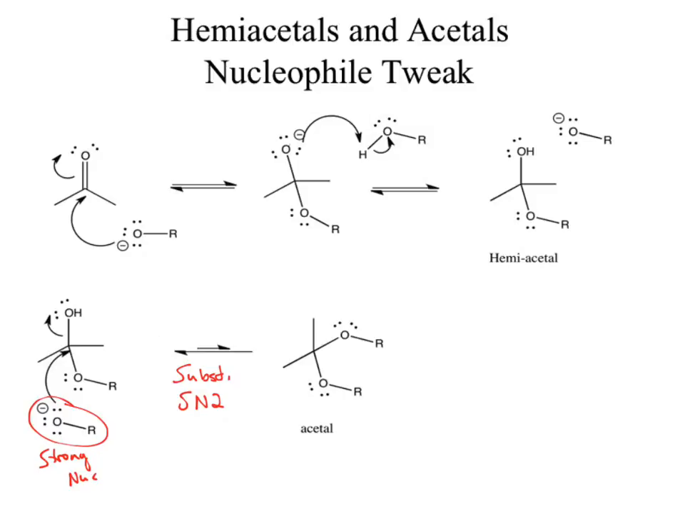Tertiary. We have a tertiary substrate. What are the odds we're going to do a backside attack on a tertiary substrate? Not going to happen. Okay? That last step of the mechanism is not likely to occur because of the SN2. What does that suggest then about our ability to make the acetal under a basic environment? It's not going to happen. We can't actually form the acetal under the basic environment.